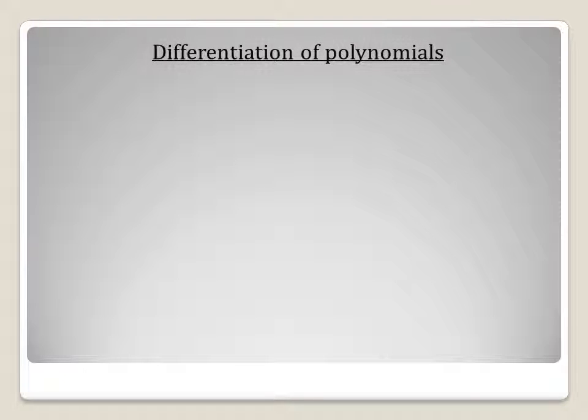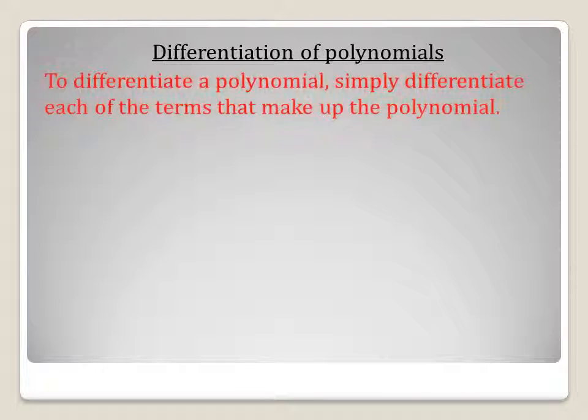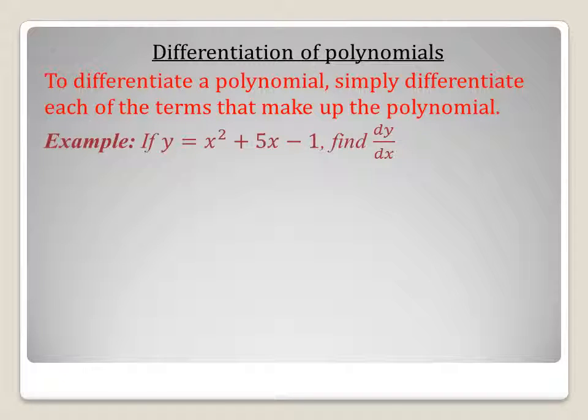Differentiation of polynomials. To differentiate a polynomial, simply differentiate each of the terms that make up the polynomial. For example, if y equals x squared plus 5x minus 1, find dy/dx. To find dy/dx of this polynomial, we simply need to differentiate each of the terms.